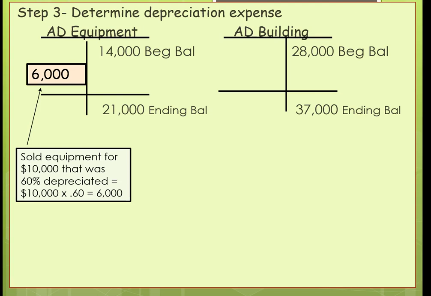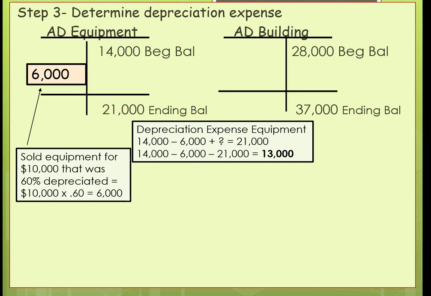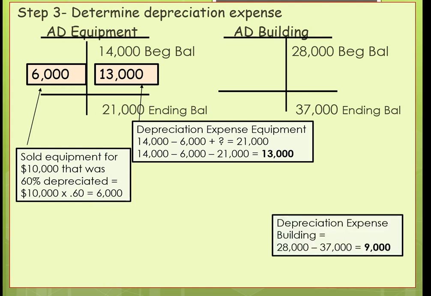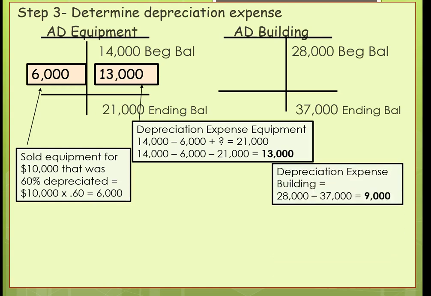Now, what we need to do is figure out what number we need to put in there to make it equal. So 14,000 minus 6 plus some number equals 21,000. So our depreciation expense would be 13,000 there. And for building, it would be 28 minus the 37, which would be 9. So we have a total of $22,000 for depreciation expense.